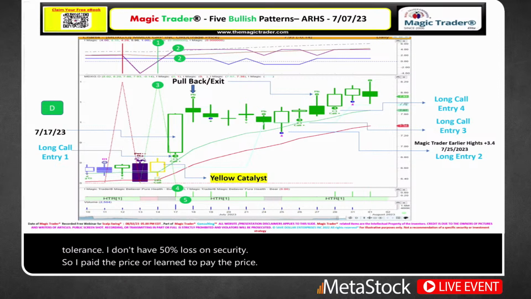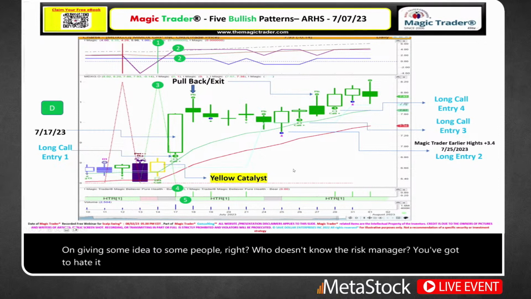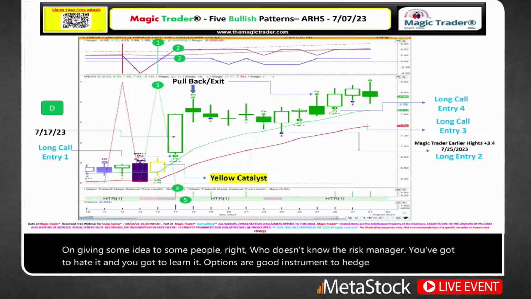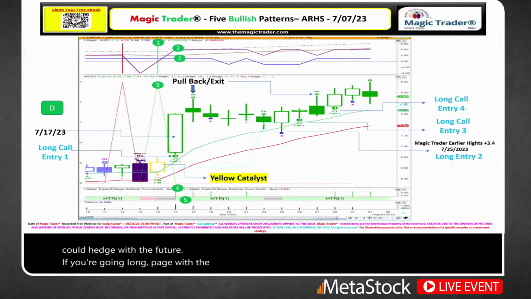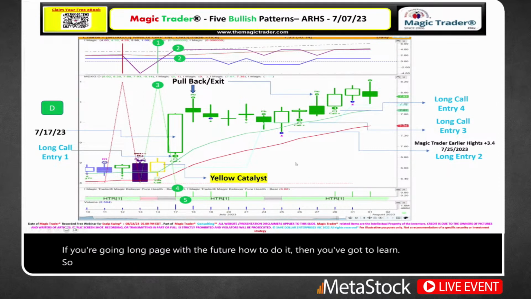I'm giving some idea to people who don't know risk management. You've got to hedge it and you've got to learn it. Options are a good instrument to hedge it. Or learn futures and you could hedge with futures. If you're going long, hedge with the future. How to do it then? You've got to learn. Everybody has some trading ideas, some street smart things, right? And how to exploit this software. So let's move on.